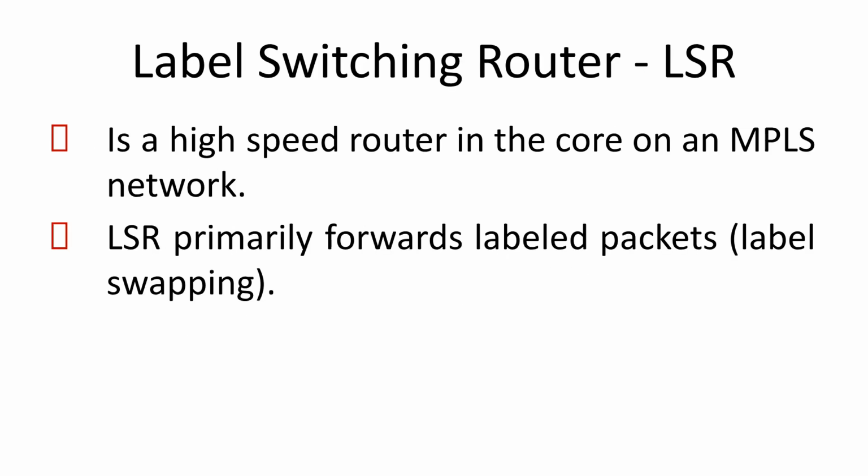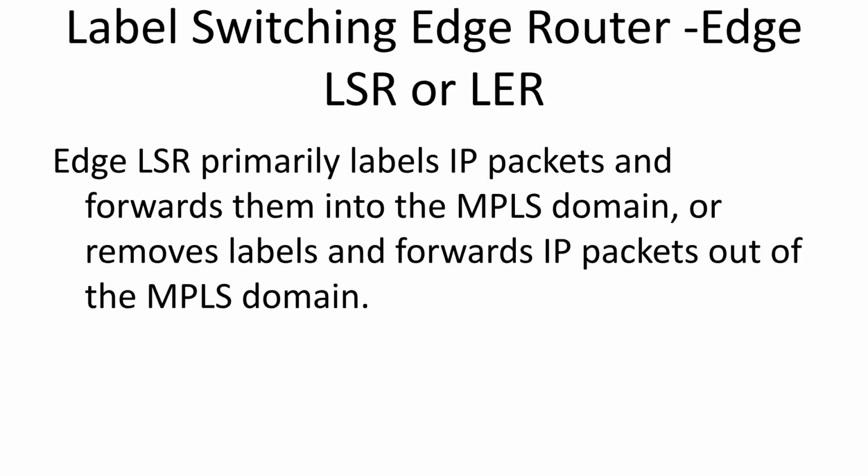A label switching router, or LSR, is a high-speed router in the core of an MPLS network. Its primary function is to forward labeled packets through label swapping. An edge label switching router, or Edge LSR, also known as a label edge router, or LER, labels incoming IP packets to forward them into the MPLS domain. It also removes labels to forward IP packets out of the MPLS domain.